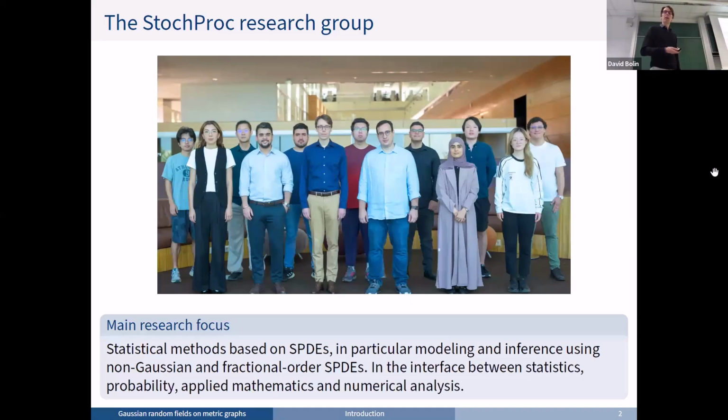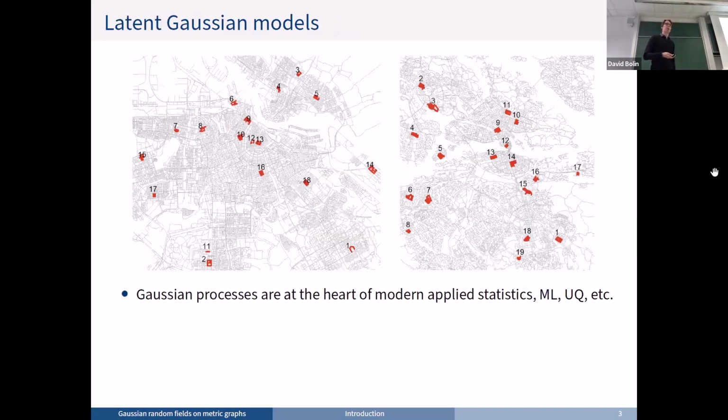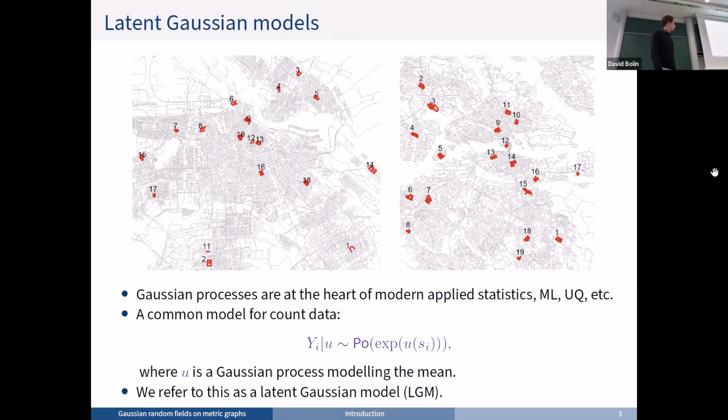But the general setup that we have in spatial statistics is often that you have some kind of spatial data. Like here we have the measurements of pedestrian counts at different parts in cities that you might want to model somehow. And the classical way of doing this is to have a latent Gaussian model where you, for instance, in this case have count data, so you might have a Poisson likelihood, and then you model the mean of that Poisson distribution through a Gaussian process.